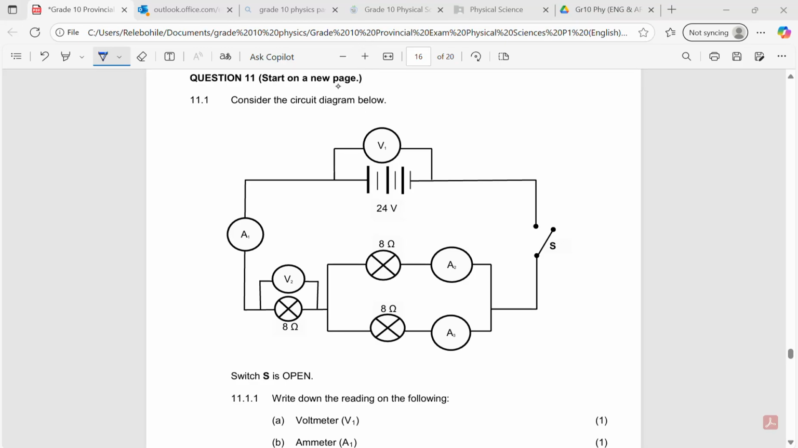In this video we'll be looking at electric circuits. Okay, so let's get right into it. So 11.1 says consider the circuit diagram below. This is our circuit diagram.